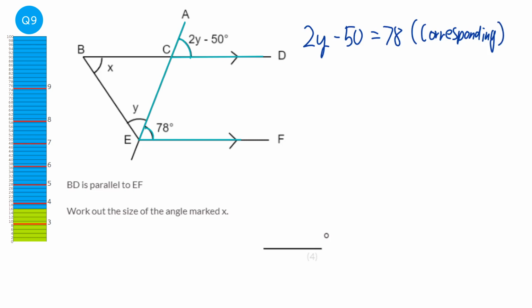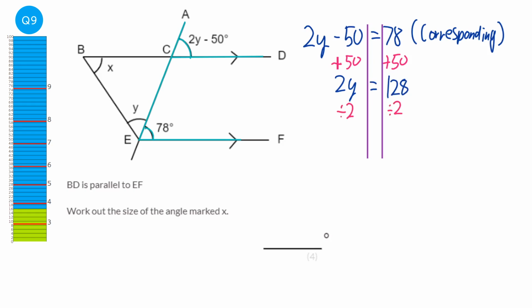Now here we've got an equation and we want to solve it, so we get our lines in. We first of all add 50 to both sides. So we've got 2y equals 78 plus 50, which would be 128. And then we're going to halve both sides, or divide by 2. So we've got 64. So we know that y is 64. And so we look back at the diagram to find out how we'd work out x. Well, there's a few different things we can do. We could work out the fact that these two here are vertically opposite. That would be absolutely fine.